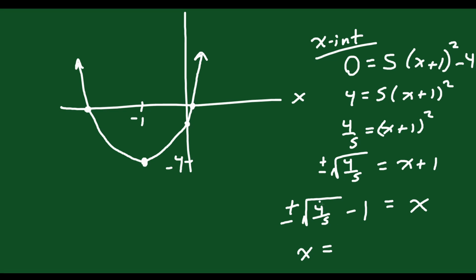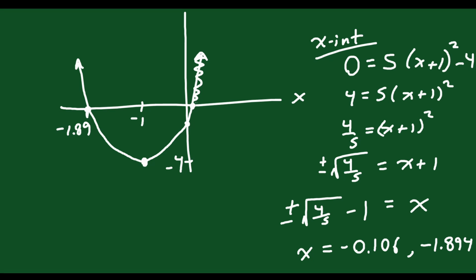So one of the answers, if you use the positive square root, is going to be negative 0.106 approximately. And the other number, if you use the negative square root, is going to be negative 1.894 approximately. It's just rounding. But this allows you to show approximately where those are. So this one here is at negative 1.89, just to the left of negative 1, almost at negative 2.